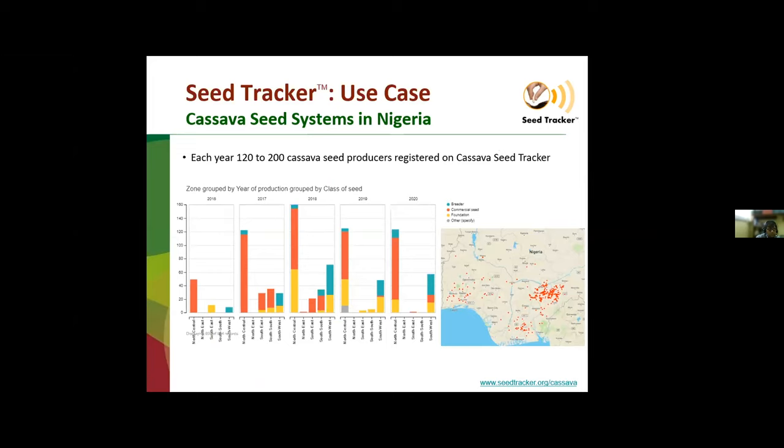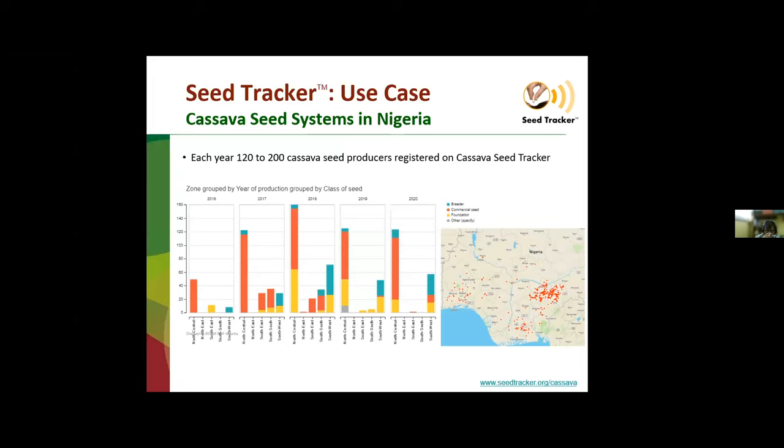After pilot testing in 2016, the cassava seed tracker was adopted for regular use in Nigeria for registering cassava seed production data. About 120 to 200 seed producers are registered annually in seed tracker. They are all depicted on the map that is shown here. The bar graphs indicate the growth of seed field data in seed tracker since 2016. This information is presented by class of seed, that is breeder, foundation, and commercial seed, by geographic zone.